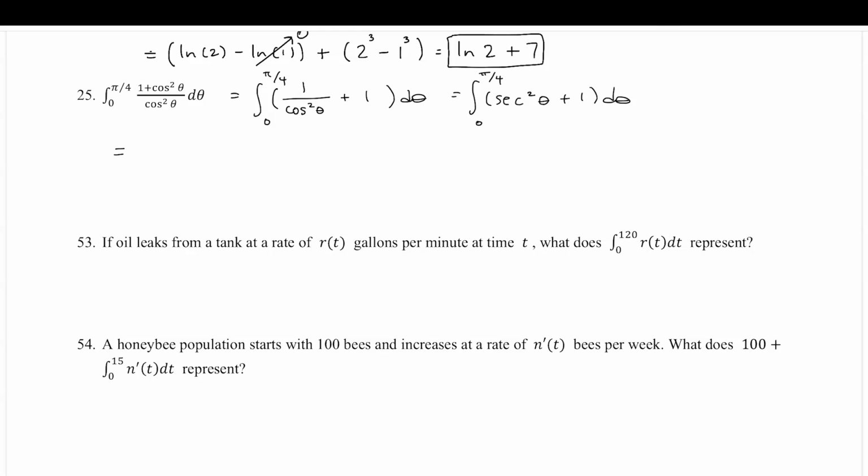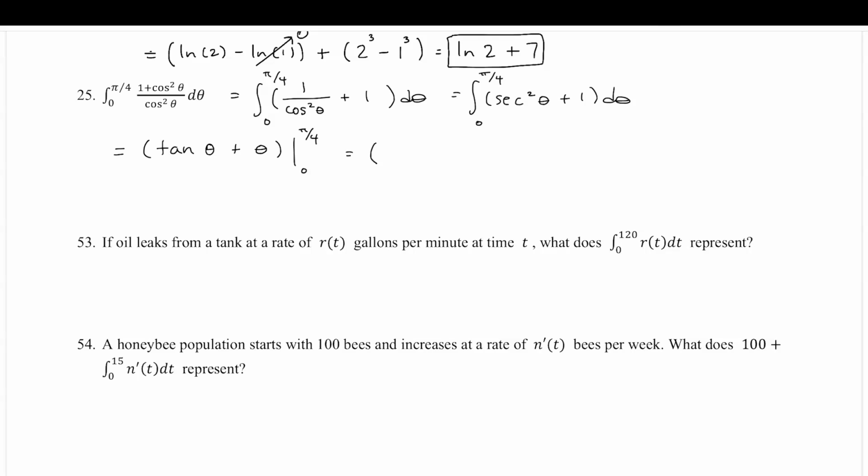So whose derivative is secant squared theta? Or look in your table of antiderivatives, and in fact the derivative of tan theta is secant squared theta. So that's my first term antiderivative. And the 1 is really like theta to the 0 power. So whose derivative is 1? That would be theta. And then again, I put the vertical bar with my limits of integration on it.